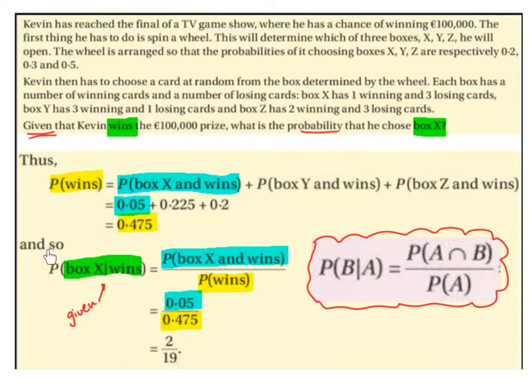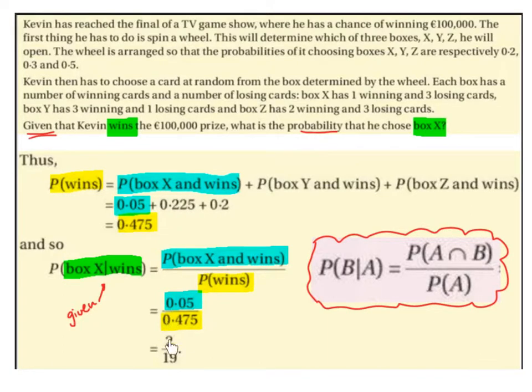And so, the probability of box X given that he wins is the probability of box X and wins divided by the probability that he wins. We got this from our conditional probability formula. So the probability of box X and wins is 0.05. The probability that he wins is 0.475, and this simplifies to 2/19. So, given that Kevin wins the €100,000 prize, what is the probability that he chose box X?